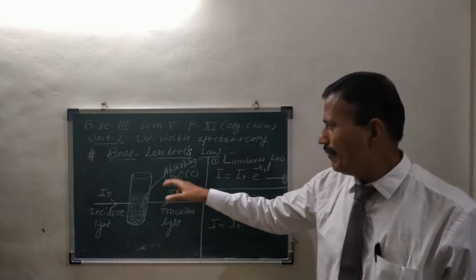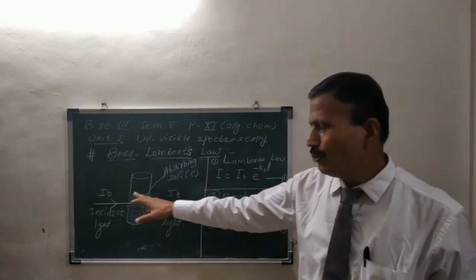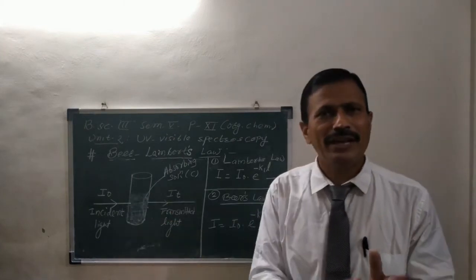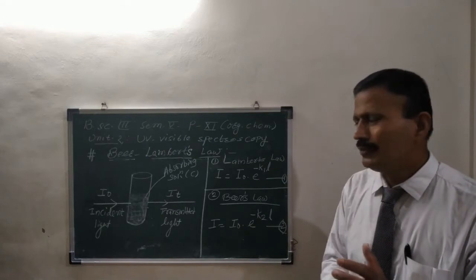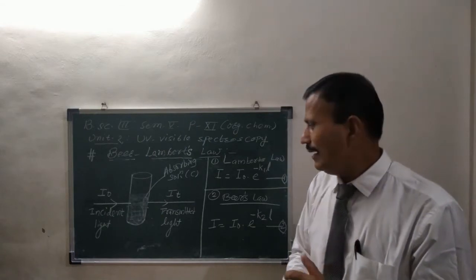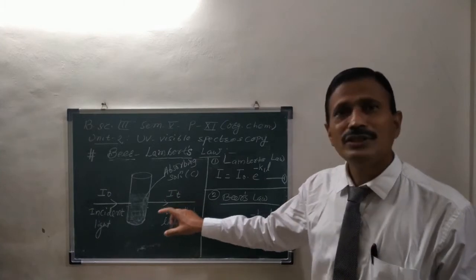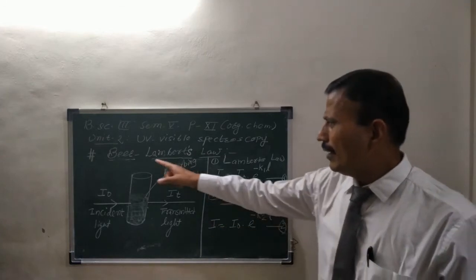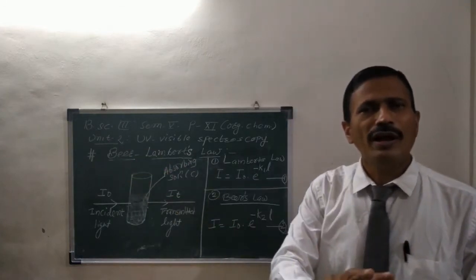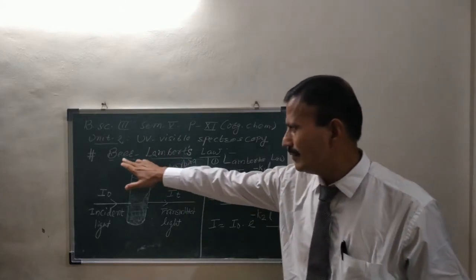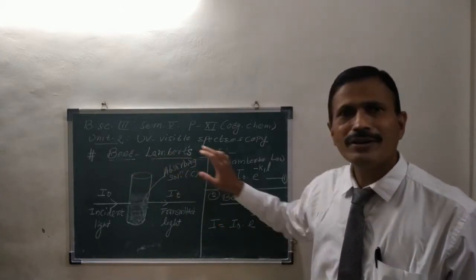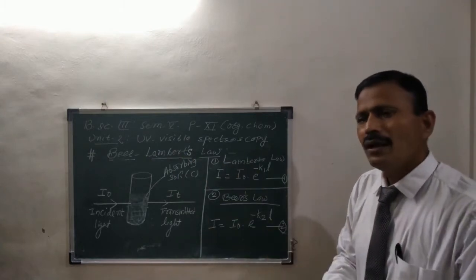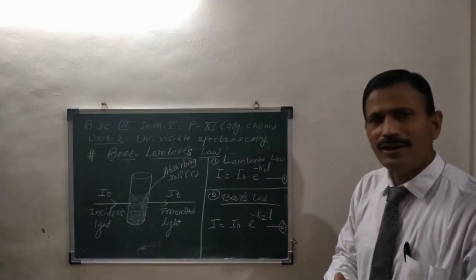So the absorbing medium may be a solution, and this solution has characteristic molecules inside it, and these molecules may absorb some of the incident energy, and ultimately the light transmitted is less in comparison with the incident light. Here we may consider these two laws separately. As the name indicates, Beer's law is a separate law, Lambert's law is also a separate law, and when we combine these two laws, we get the combined equation of the Beer-Lambert law.